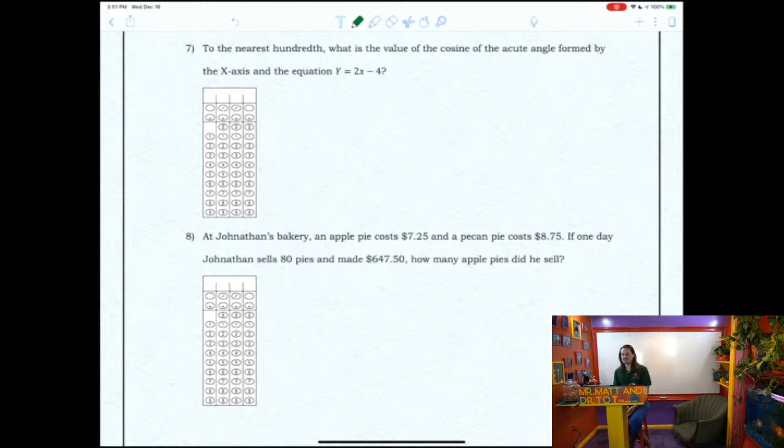Number 7 asks, to the nearest hundredth, what is the value of the cosine of the acute angle formed by the x-axis and the equation y is equal to 2x minus 4? Question number 8 asks, at Jonathan's Bakery, an apple pie costs $7.25 and a pecan pie costs $8.75. If one day Jonathan sells 80 pies and made $647.50, how many apple pies did he sell? I'll give you 6 minutes, and after 2 minutes I'll begin to solve.